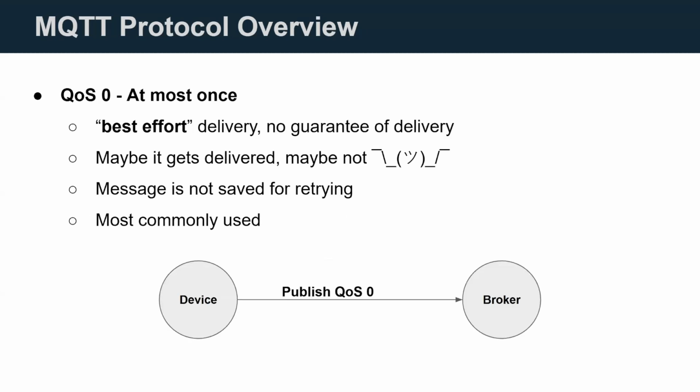With QoS 0, the broker does not acknowledge the receipt of the message, and the message is not stored or retransmitted by the sender. QoS 0 is best suited for a stable network or non-critical data. Imagine something like a rain gauge sensor that reports data every minute. So a couple of minutes of readings lost here and there is probably okay.